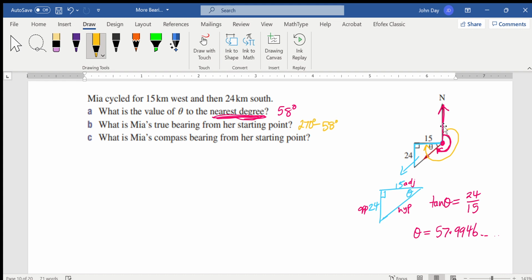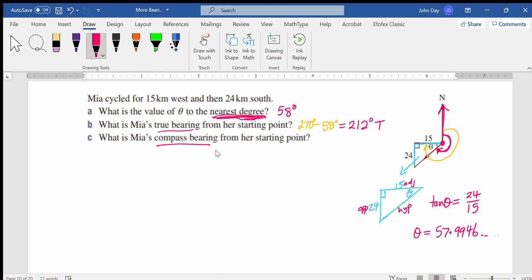And because they told us in the last part to round it to the nearest degree, we can use that just rounded in that form. But if I was just asked part B on its own, I wouldn't use it rounded, I'd keep it exact. So anyway, we're going to do 270, take off 58, and the answer is 212 degrees, and that's 3 digits, so we're all good there. 212 degrees true.